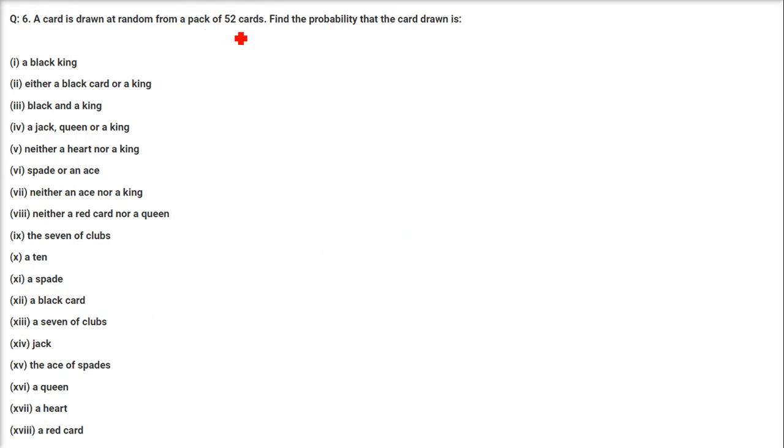A card is drawn at random from a pack of 52 cards. Find the probability that the card drawn is. So before we go ahead, let me tell you about the cards. What are cards? We have 52 cards in all. Of these 52 cards, 26 are black and 26 are red. In each color, we have 2 suits, S-U-I-T-S. Each suit has 13 cards.